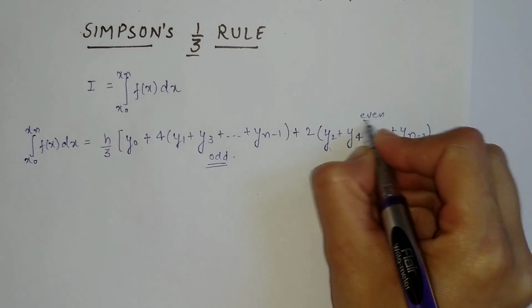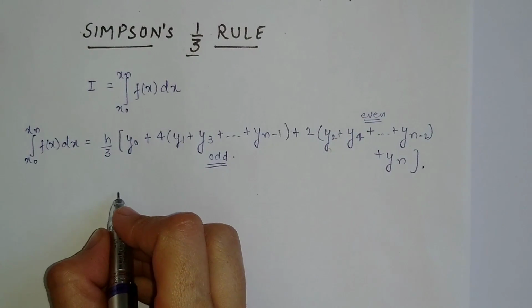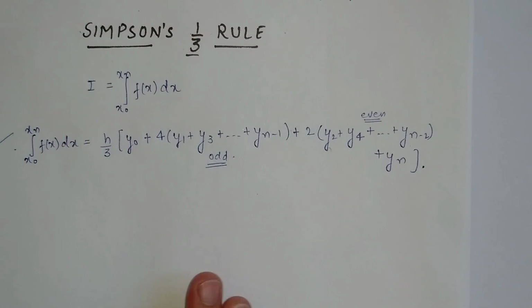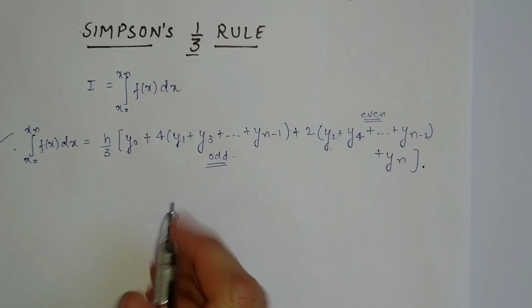4 into odd numbers and 2 into even numbers, where h is the gap between the intervals given in the question. Now let's take some examples.